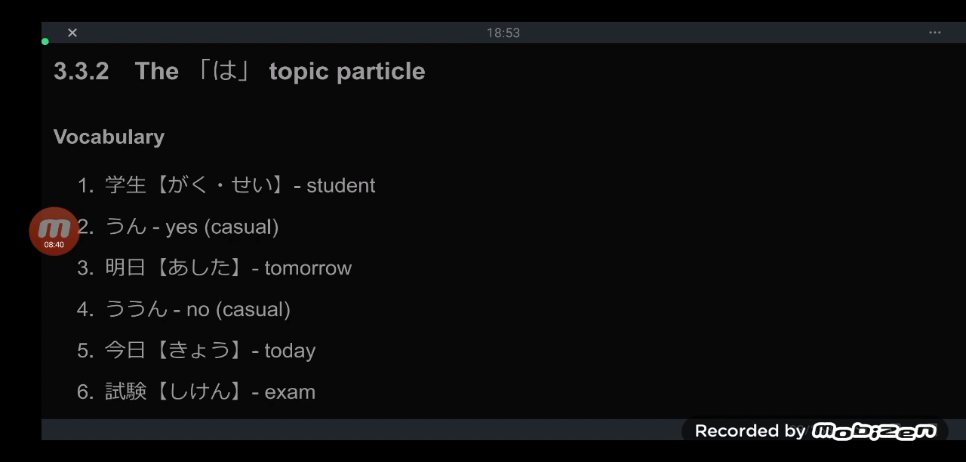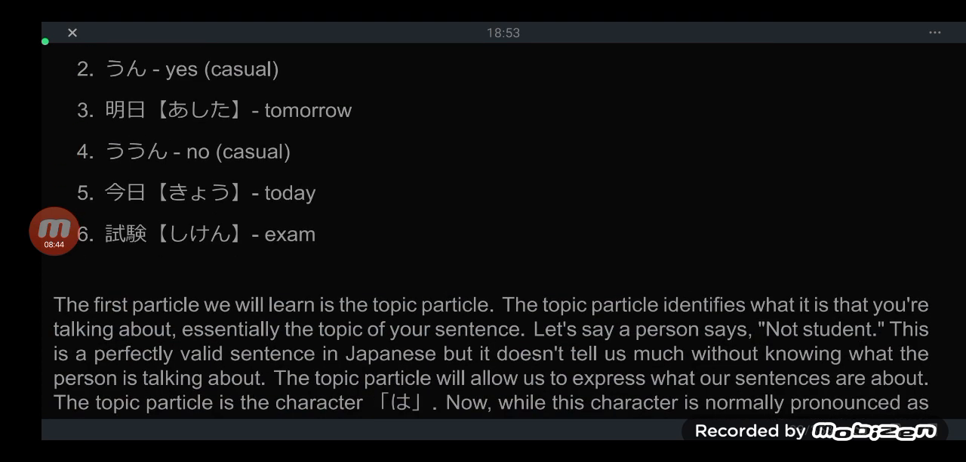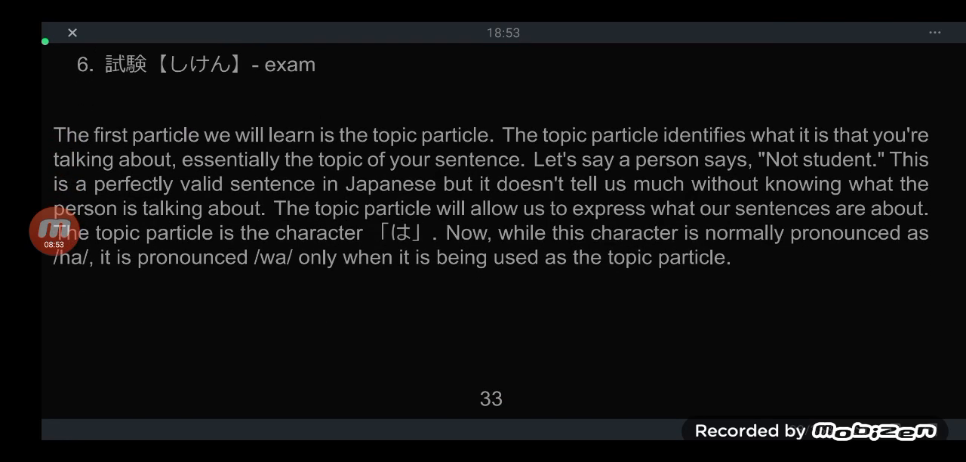honjitsu, kyo, both refer to today. And then shiken, with an almost silent i in shi. Shiken is exam. So you see, even in this reference, we call it the topic particle, the wa.